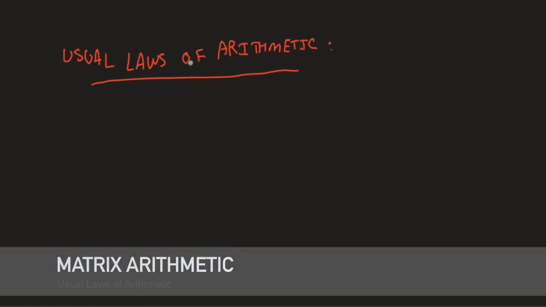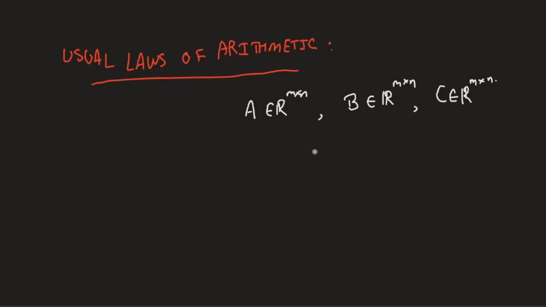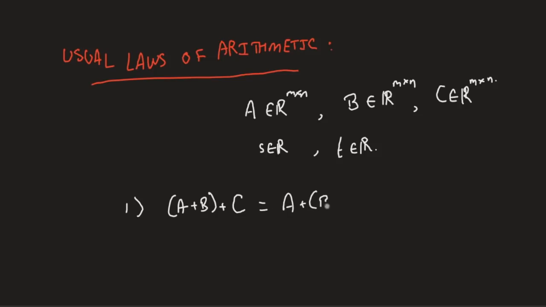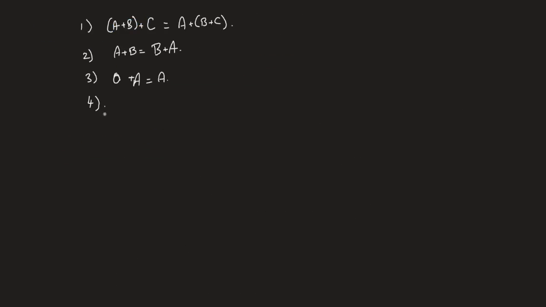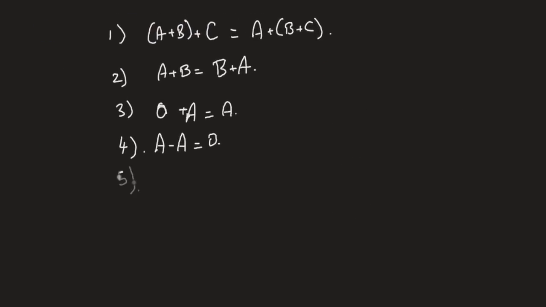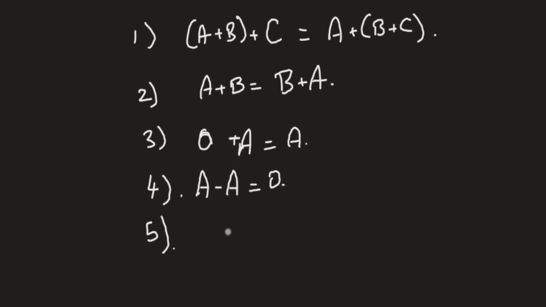That said, now we can talk about some laws of arithmetic. Given three matrices of the same size, A, B, and C, all of size m by n, and two scalars, s and t, where s is in R and t is in R, the following is true. 1, A plus B first, plus C, is equal to A plus B plus C. So the order of addition does not matter. 2, A plus B is the same as B plus A. Commutativity of addition. 3, the zero matrix plus A is again A. We know that. 4, A minus A is 0. We also know that. All those are trivial. They share the same properties as real numbers.